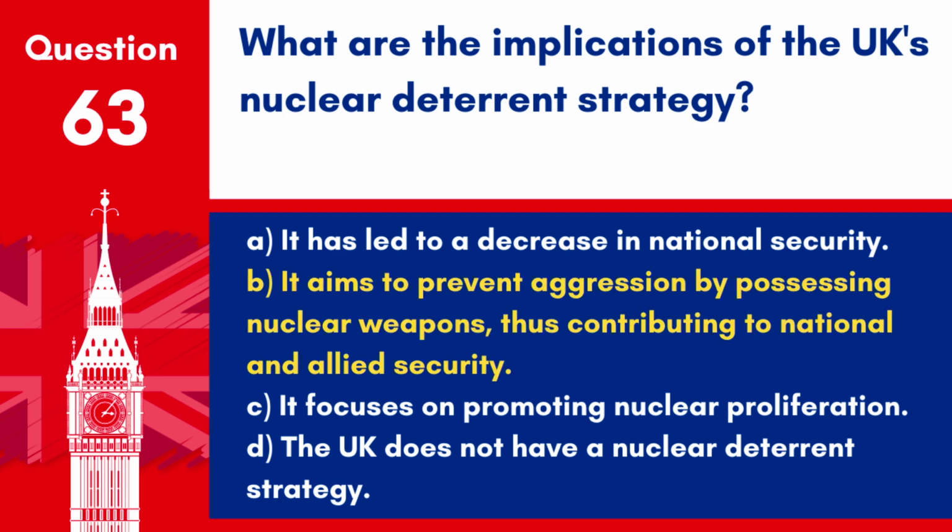Answer: B. It aims to prevent aggression by possessing nuclear weapons, thus contributing to national and allied security. The UK maintains a nuclear arsenal as a deterrent to prevent hostile actions against it or its allies, under the principle that the potential retaliatory consequences serve as a significant discouragement against attacks.